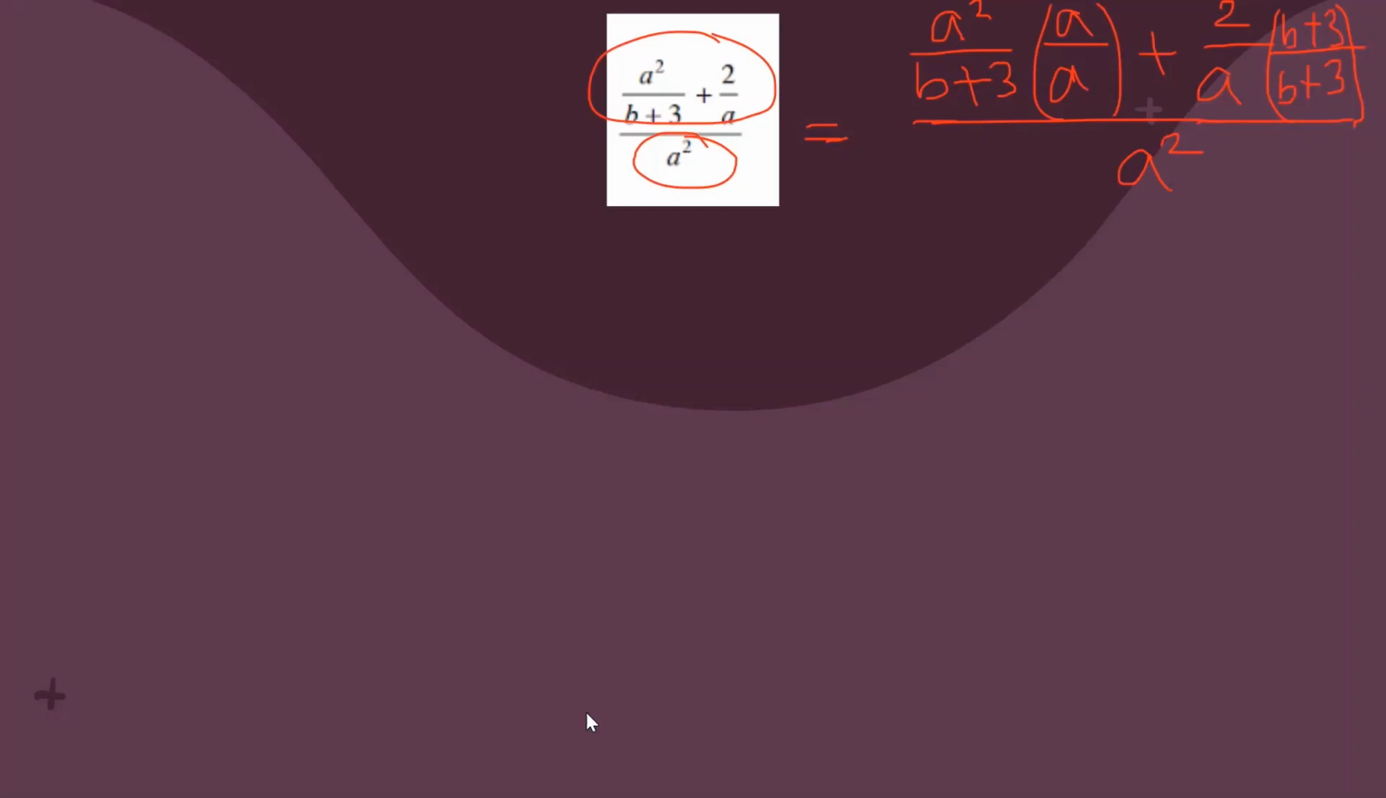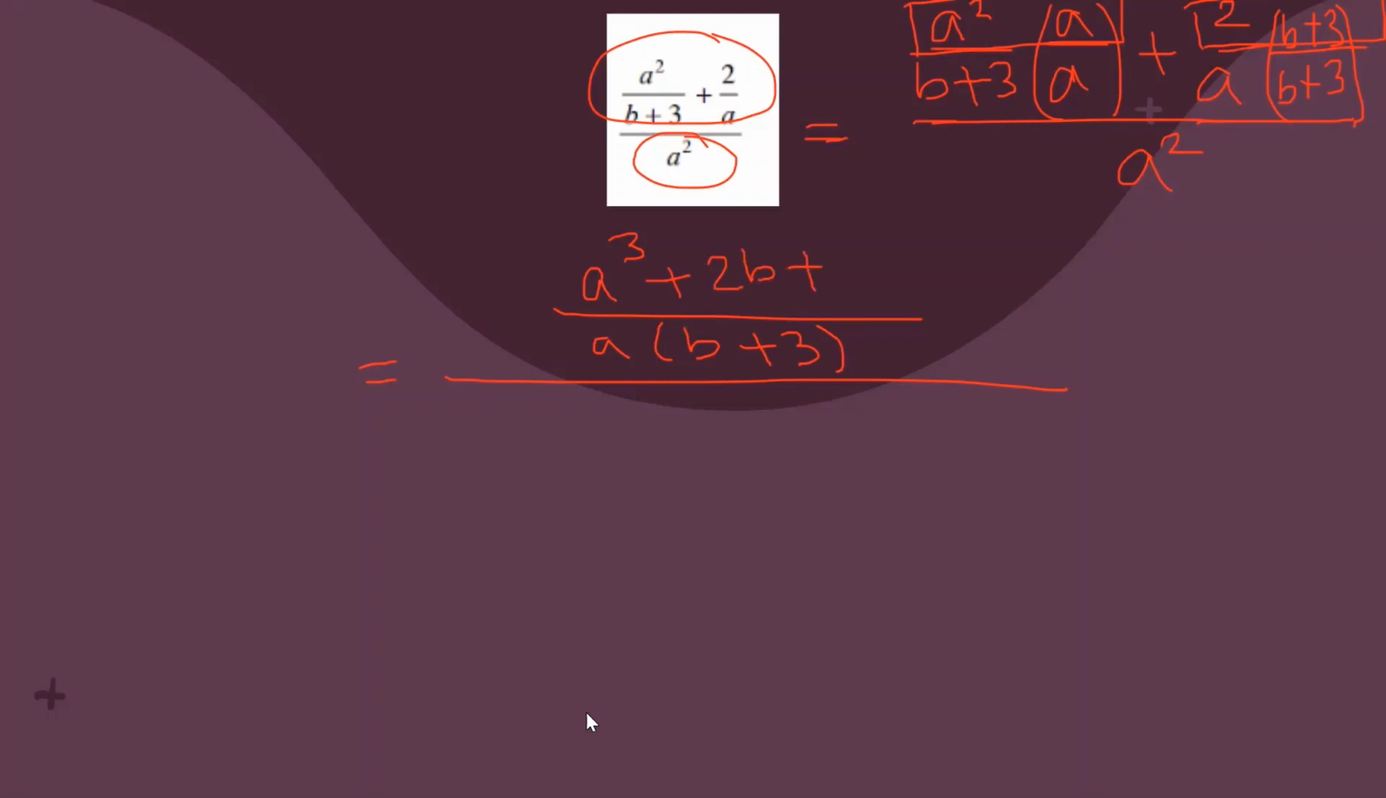Then I bring down the denominator of this bigger fraction. Once you do that, what do you have? In my top, I have a times (b plus 3). Please do not forget the parentheses around b plus 3, because if you forget, it's just a times b plus 3, which is totally different from whatever I wrote in there. Now I multiply across. A squared times a gives me a to the third, and 2 times (b plus 3) gives me 2b plus 6.